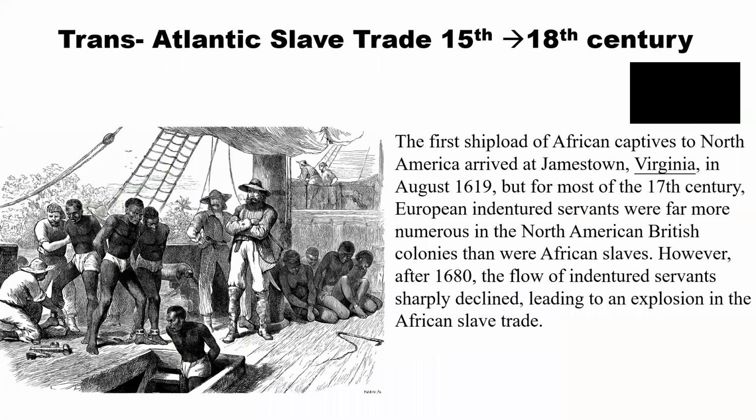So let's get started. First, we have to talk about how African Americans ended up in the United States. It's really simple. It's through the transatlantic slave trade, and the reason for that is American colonies needed labor. They needed cheap labor.